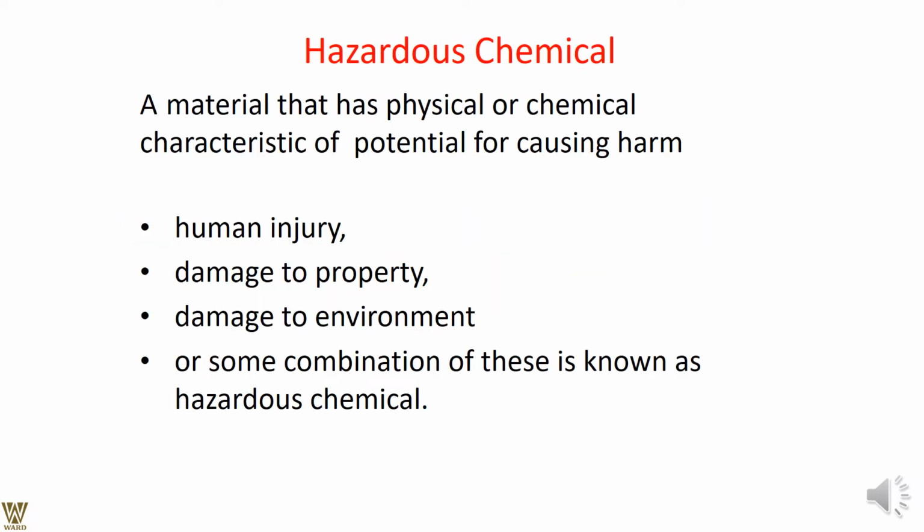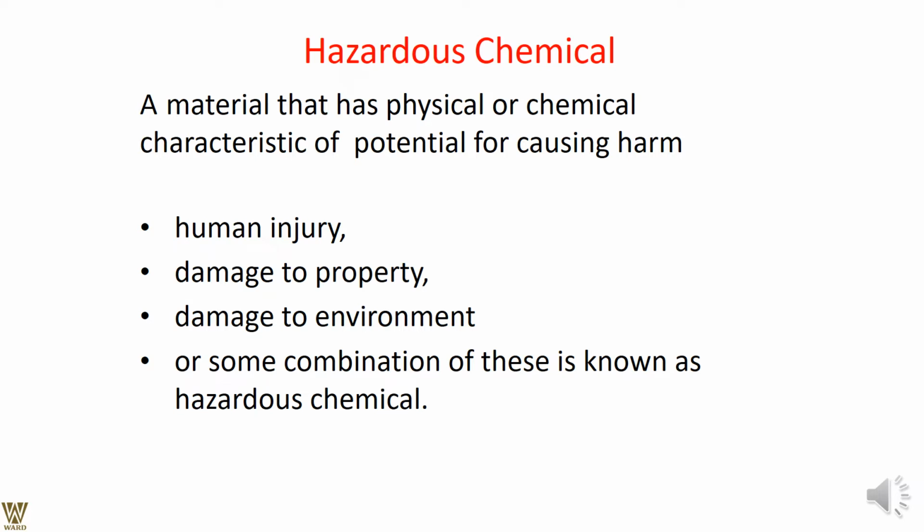What exactly is a hazardous chemical? That needs to be understood. The first and foremost thing that should come to your mind is a material that has physical and chemical characteristics which might be detrimental to the health of human beings, which affects the health of human beings in a negative fashion. So that is what a chemical hazard is all about.